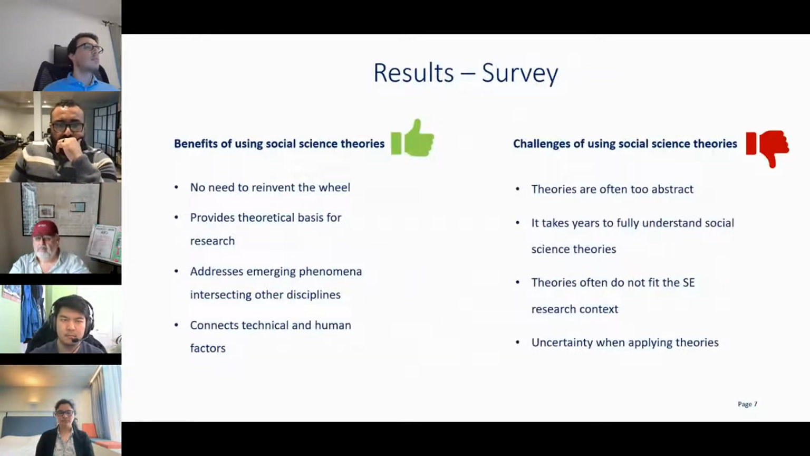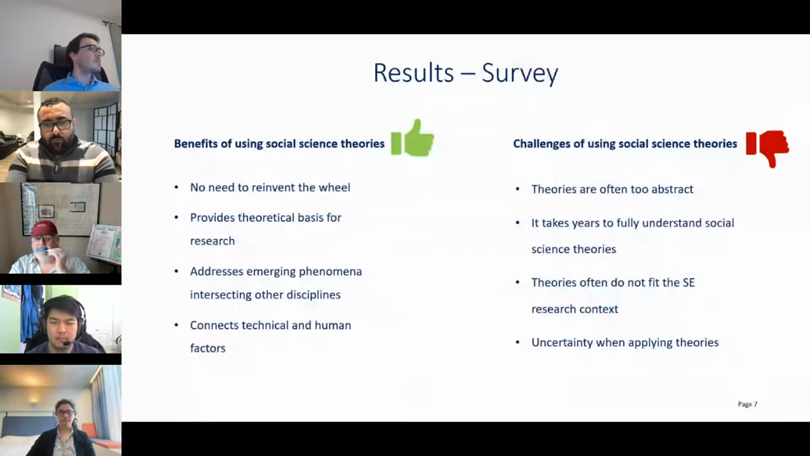Now I would also like to mention responses of authors using social science theories. We asked them about benefits as well as challenges they encountered when applying theories from a social science. One benefit the authors mentioned quite often was that there is actually no need to reinvent the wheel. Other disciplines often have concepts to explain those phenomena we are looking at, especially concerning human factors. Theories are able to provide the theoretical foundation and provide guidance for research. And they also provide us with an interdisciplinary perspective by connecting technical with human aspects.